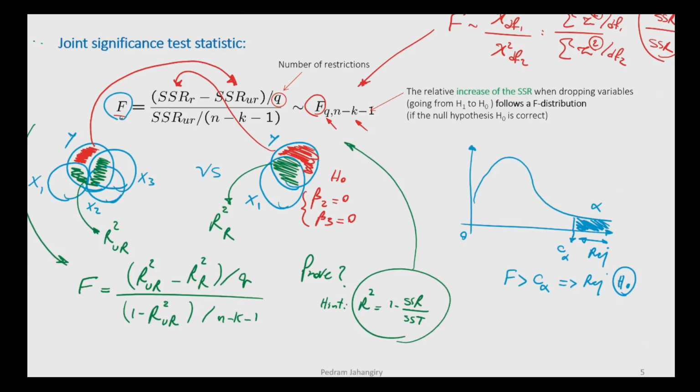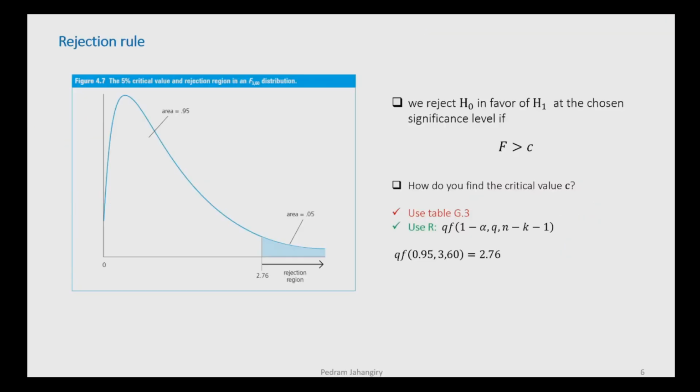So the rest of it is very straightforward. Intuitively, that's how we construct this F statistic. Now we just plug in numbers, assign our significance level, and then look at the critical value. If F is greater than the critical value, done. So here's the rejection rule that we already talked about: if F is greater than the critical value, we reject the null, otherwise we fail to reject the null.